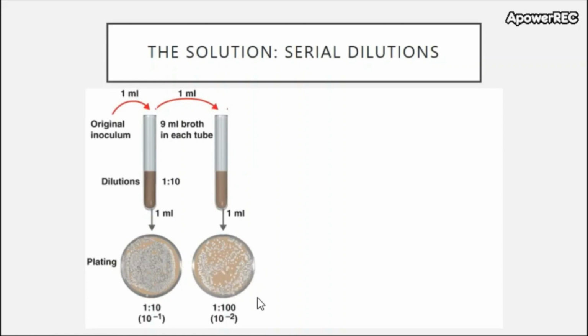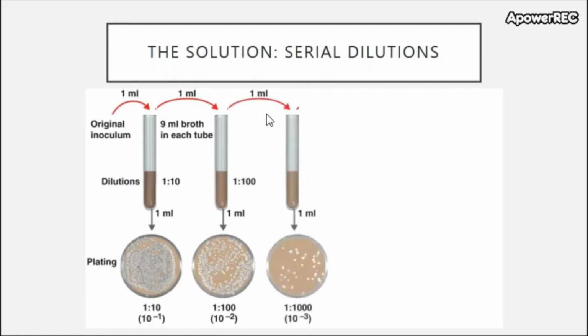So let's do it again. We'll mix that tube up so it's nice and mixed, and we're going to take another mil and supply it into a 9 milliliter broth tube. And so that means now we have 9 milliliters of the broth tube. We added an extra mil, and that means we have 1 mil in 10 mils, or 1 to 10 dilution. And we can count these better, but there's still some clinging together, so we didn't dilute it quite enough.